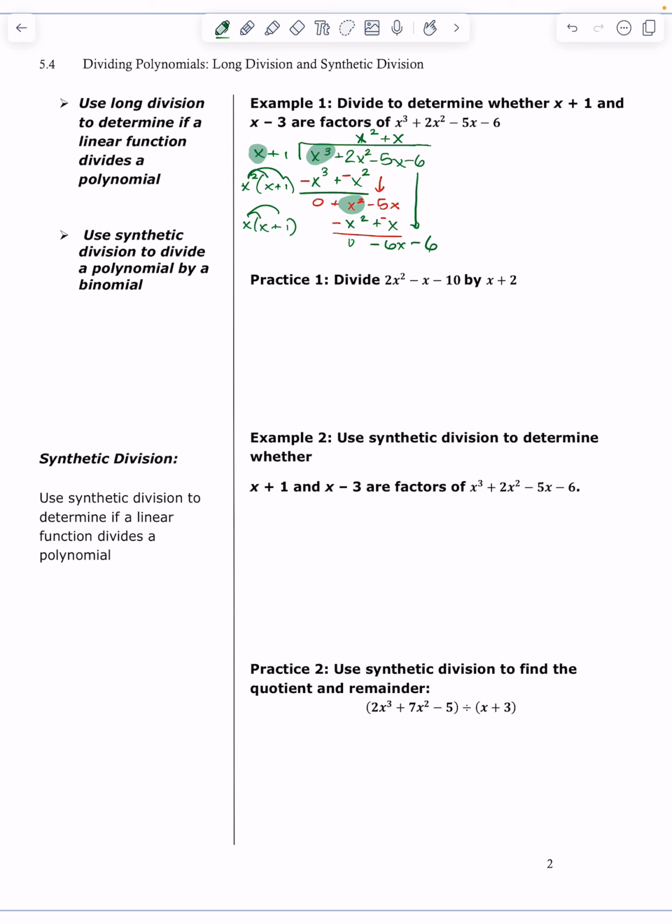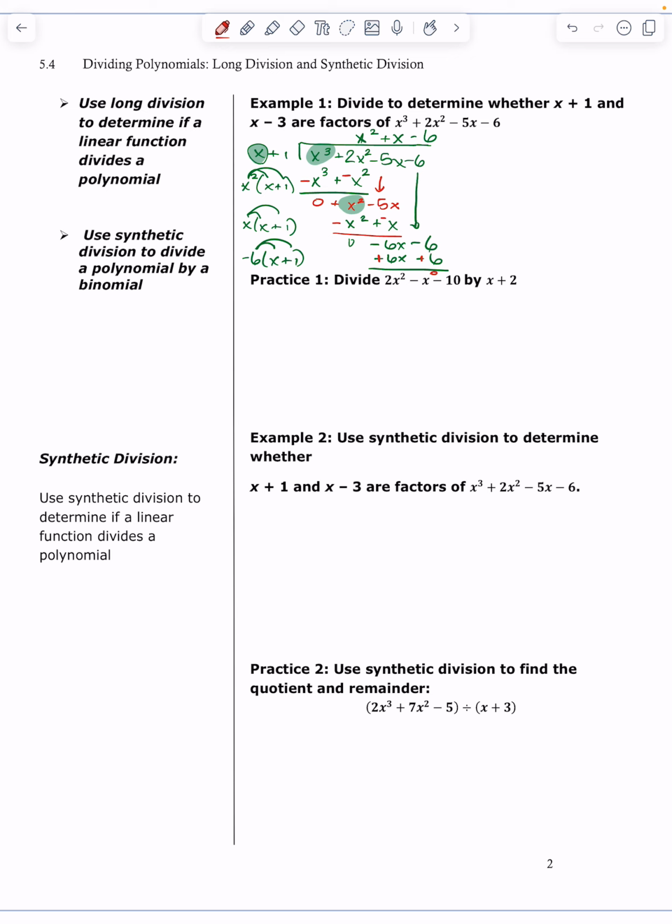What do I have to multiply my x by, this one right here, to get minus 6x? That's minus 6. Minus 6 goes up here. Negative 6 times x gives me a minus 6x. Negative 6 times 1 gives me a minus 6. Again, I am subtracting both pieces. Minus the negative makes a plus 6x. Minus negative 6 makes plus 6. I end up with a 0 here.